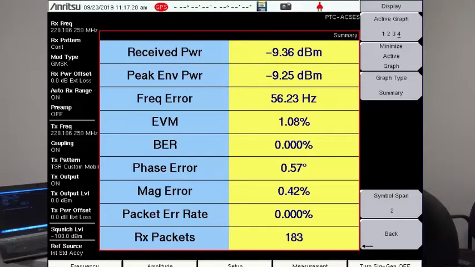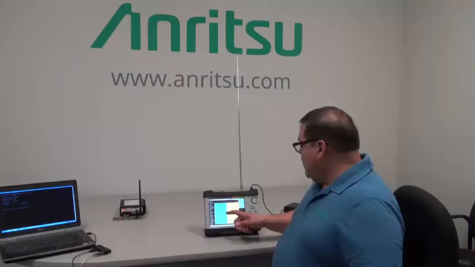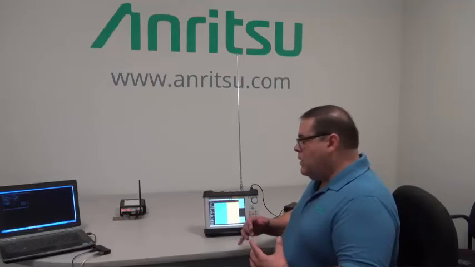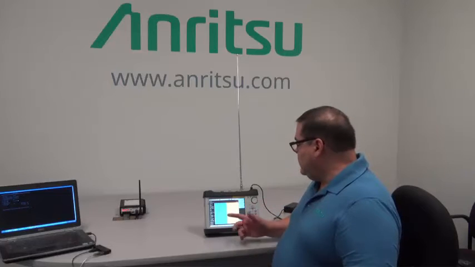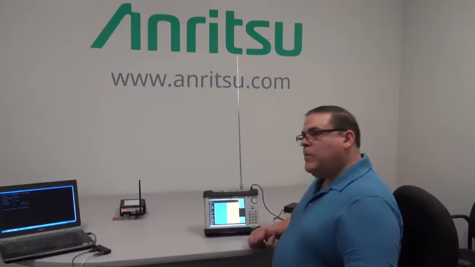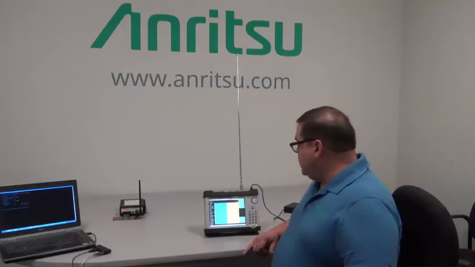Then you get into more of the digital measurements, such as EVM, error vector magnitude, bit error rate, and phase and magnitude error, which are components of EVM. Your packet error rate, so basically you could have a bit error rate that could be small or large, but how does it affect the packets? So that's what you're looking at to differentiate between the two, and the number of packets that were used to make those measurements.